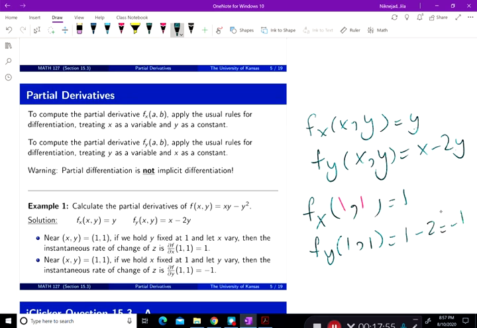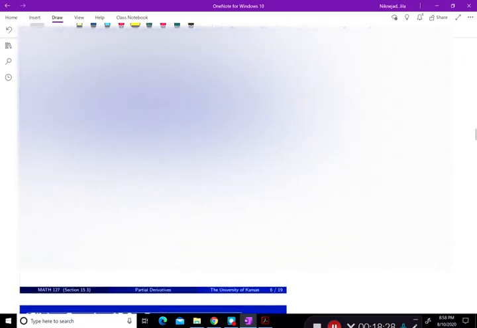So the instantaneous rate of change of f when x varies at point 1 and 1 is 1, and the instantaneous rate of change of f when y varies at point 1 and 1 is -1. And these are telling you about the change in z with respect to x and the change in z with respect to y.